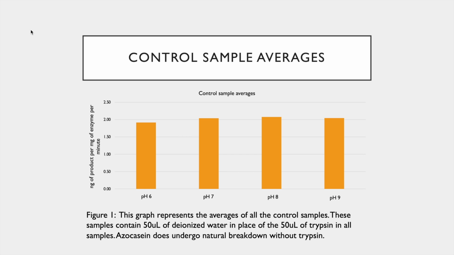As you can see at pH 6, the average is 1.92. The average for pH 7 is 2.04, the average for pH 8 is 2.07, and finally the average for pH 9 is 2.04.